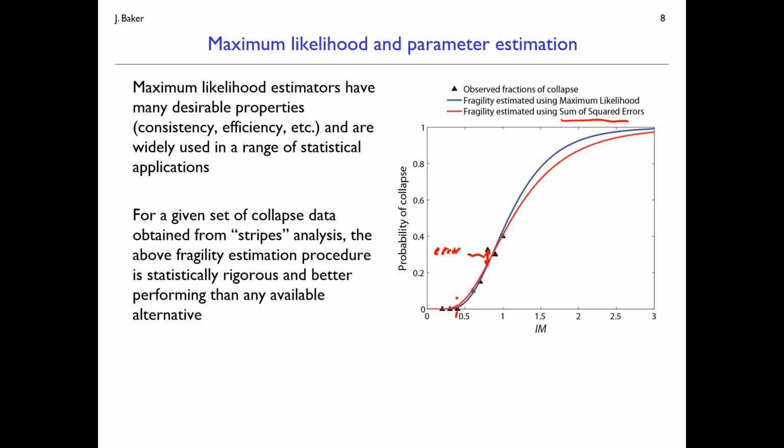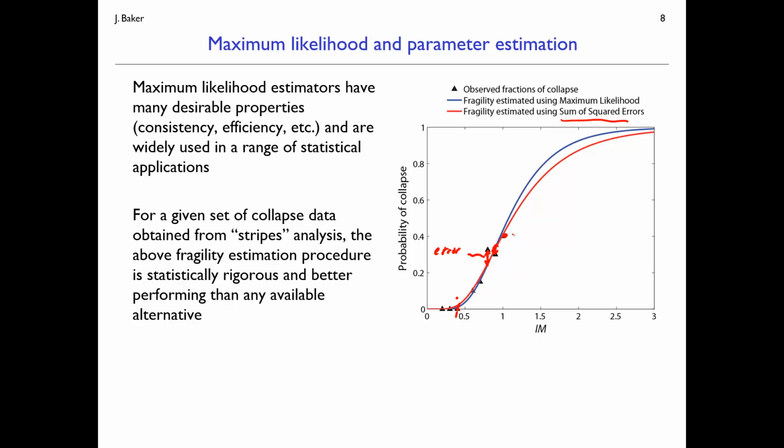The sum of squared errors estimator is just looking at the distance between the observed fraction of collapse and the predicted probability of collapse. And that distance is just as bad if it occurs here as if it occurs more centrally in the data. Whereas the maximum likelihood method knows that seeing 0 out of 40 collapses is a very strong indicator of small probabilities of collapse. Whereas seeing 16 out of 40 collapses in this particular data point, there's a range of fragility functions that could be somewhat consistent with that. And so the maximum likelihood estimator is taking better advantage of our knowledge of the type of data we're working with here. So it's demonstrably better from a statistical perspective to be using this proposed procedure over, say, the sum of squared errors or some other alternative procedure.